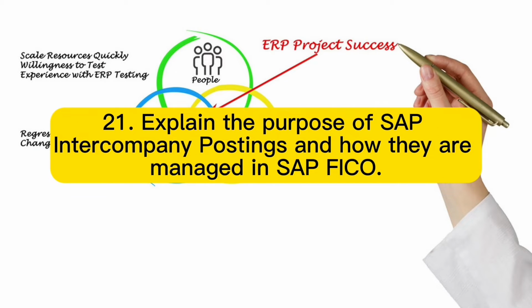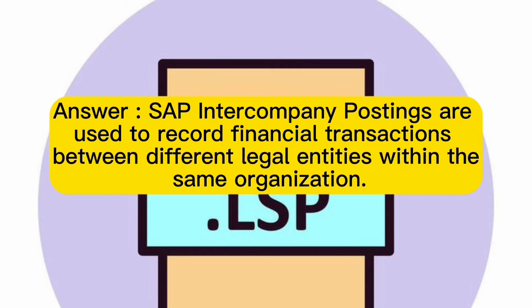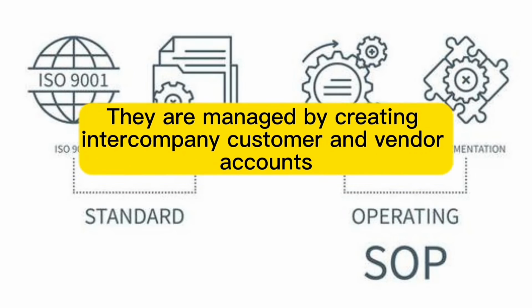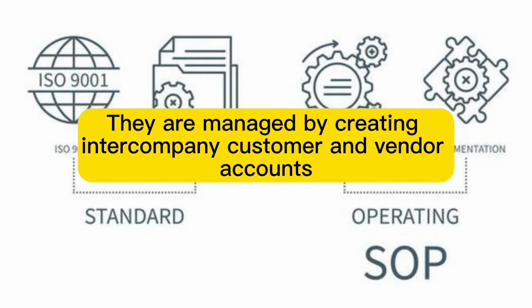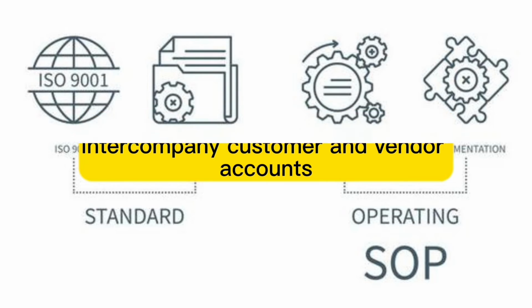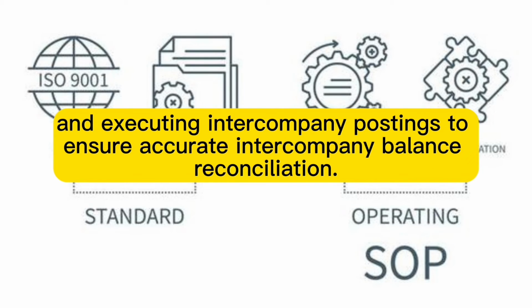21. Explain the purpose of SAP intercompany postings and how they are managed in SAP FICO. Answer. SAP intercompany postings are used to record financial transactions between different legal entities within the same organization. They are managed by creating intercompany customer and vendor accounts and executing intercompany postings to ensure accurate intercompany balance reconciliation.